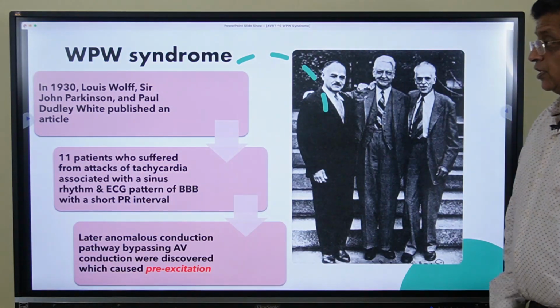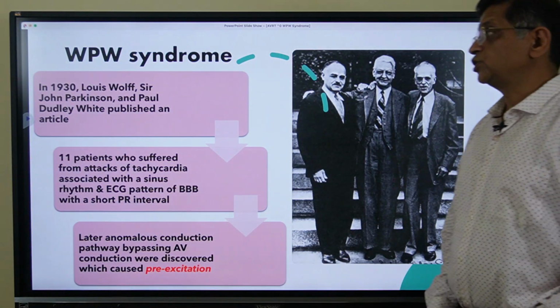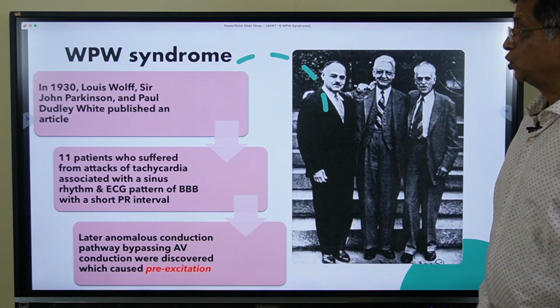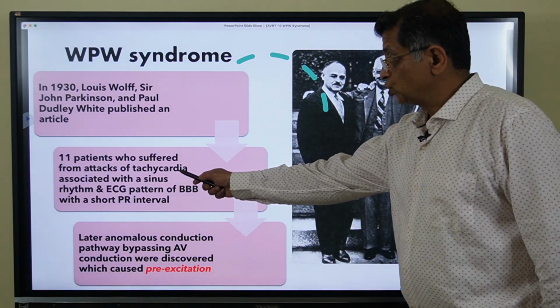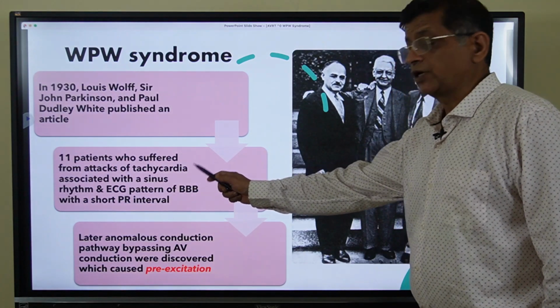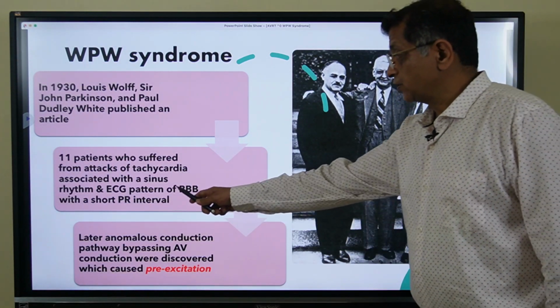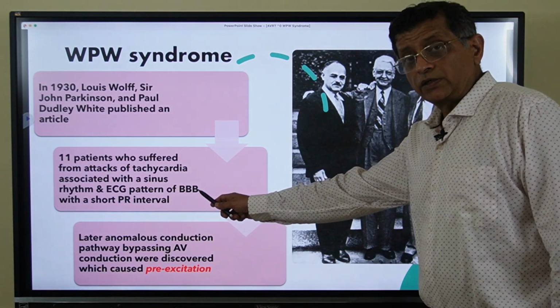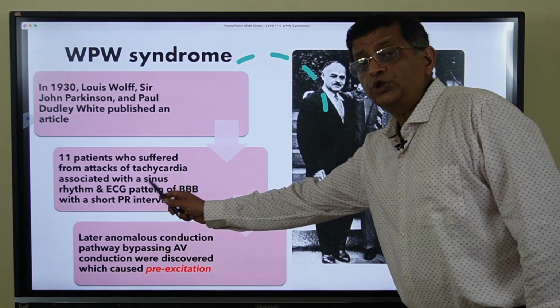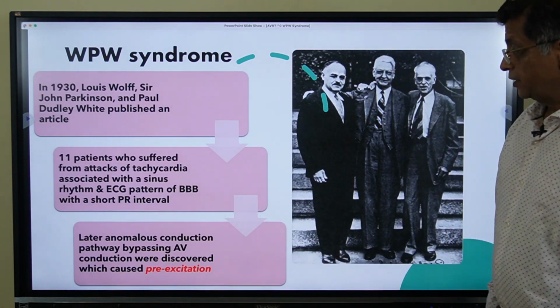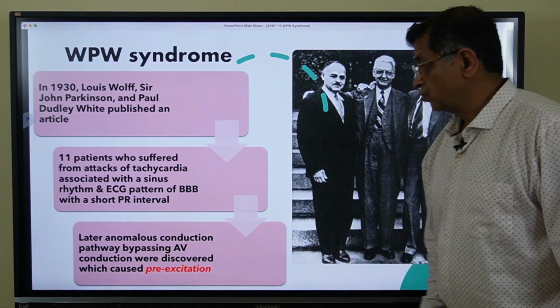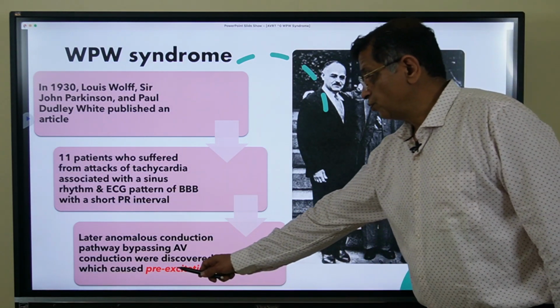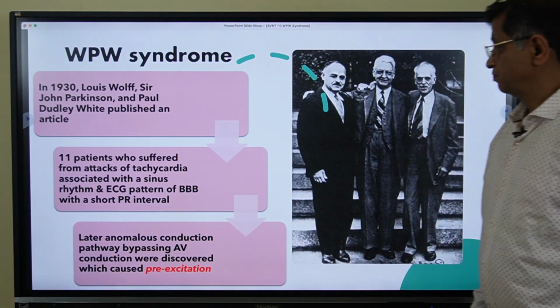In 1930, Lewis Wolff, Sir John Parkinson and Paul Dudley White published an article about 11 patients who suffered attacks of tachycardia associated with sinus rhythm, ECG pattern of bundle branch block and a short PR interval. Later, an anomalous conduction pathway bypassing the AV conduction was discovered, which was called pre-excitation.